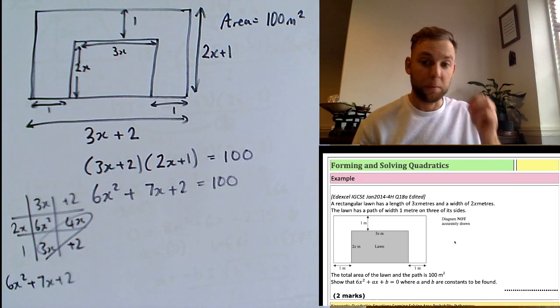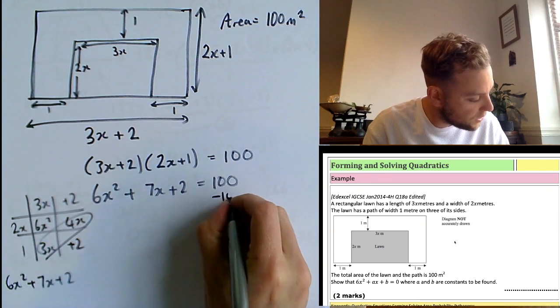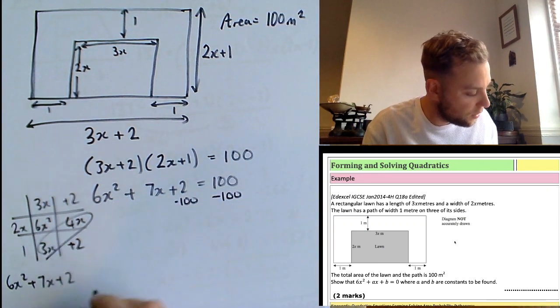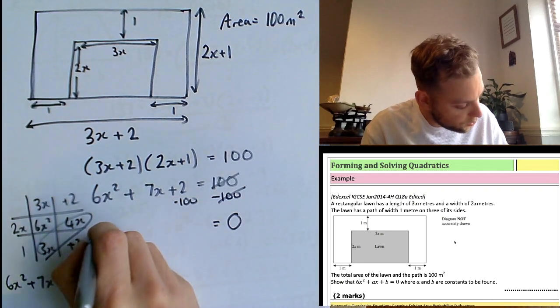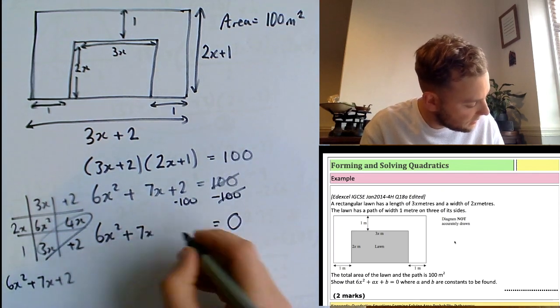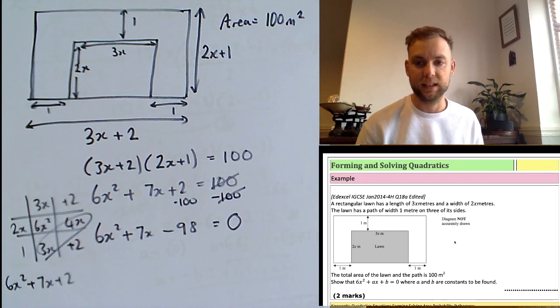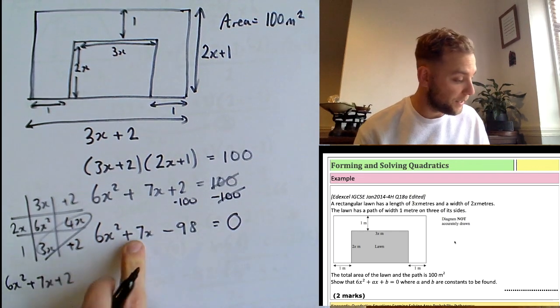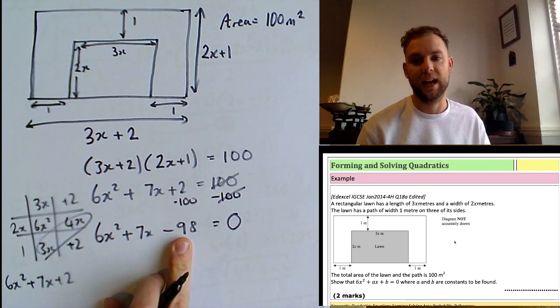Perfect. Remember, we need to make it equal to 0, so I'm subtracting this 100. So minus 100, minus 100, that's going to be equal to 0, which is what we want. So we've got 6x squared plus 7x minus 98. 2 minus 100 is minus 98. So in this case, B would be equal to the 7, and C would be equal to this minus 98.